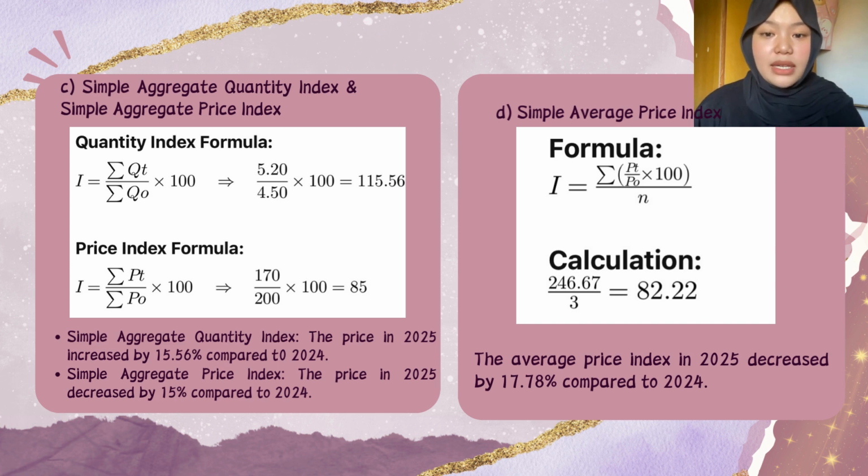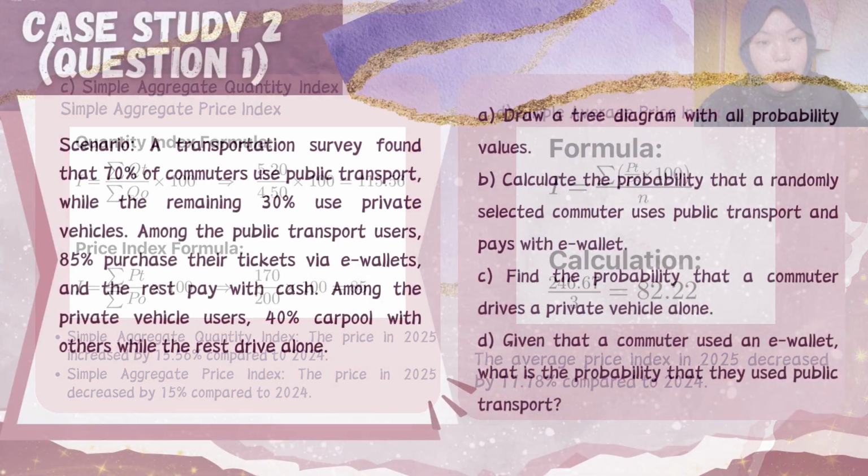Now, we summarize the simple average price index once more. Using the same formula as question B, so 246.67 divided by 3 equals to 82.22. For the comment, the average price index in 2025 decreased by 17.78% compared to 2024.